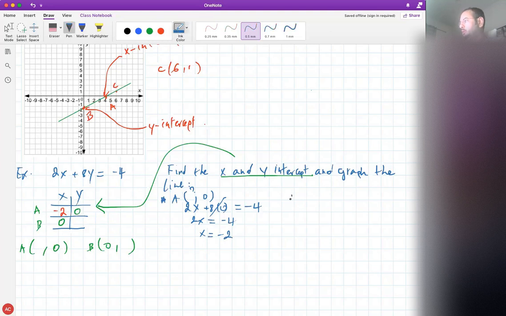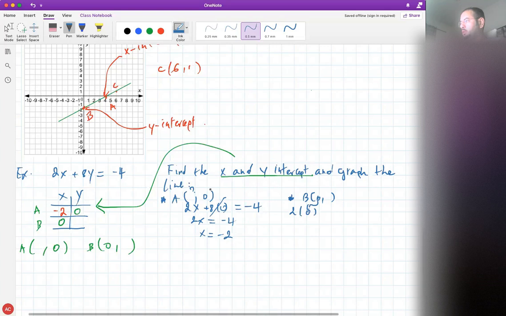Now let's do the same thing and complete the other one. B, this time we have 0 in the X. We don't know the Y. So again, we're going to plug 0 here and find the Y. So it's going to be 2 times 0. This 0 is what goes here. Plus 8y. This time we don't know the y, so we're looking for it. It stays here, equals negative 4.